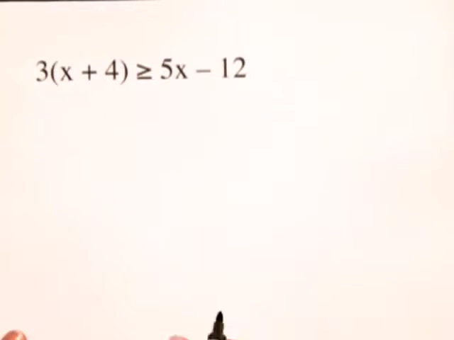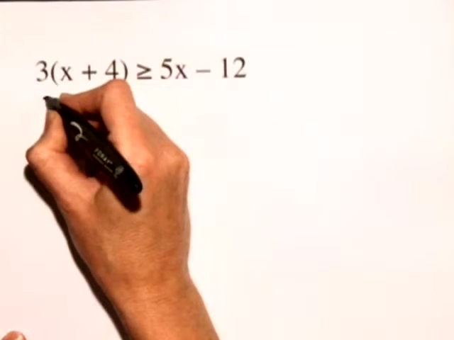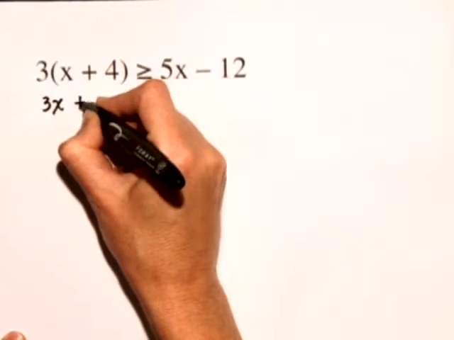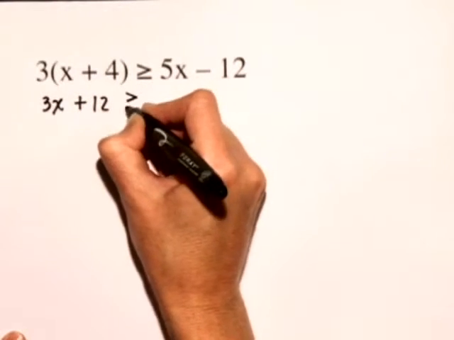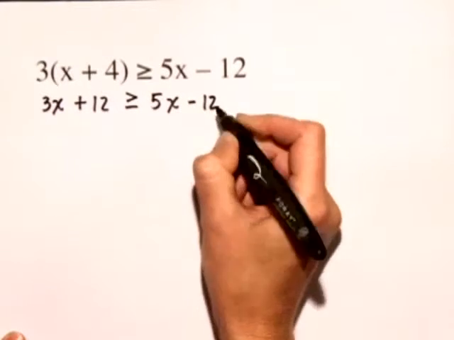For this problem, we're going to solve an inequality. We'll write the solution set in interval notation and also graph it on a number line. So the first thing we need to do here is distribute the 3 through the parentheses, and we'll have 3x plus 12 is greater than or equal to 5x minus 12.